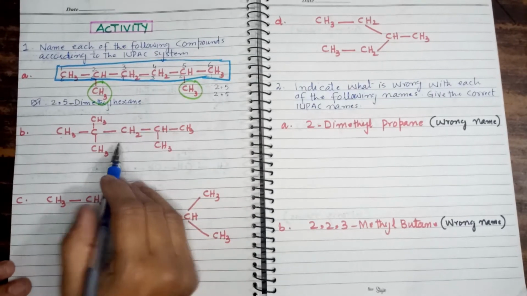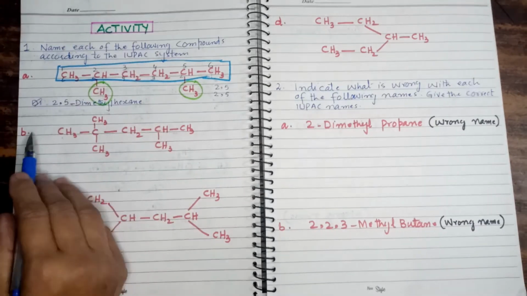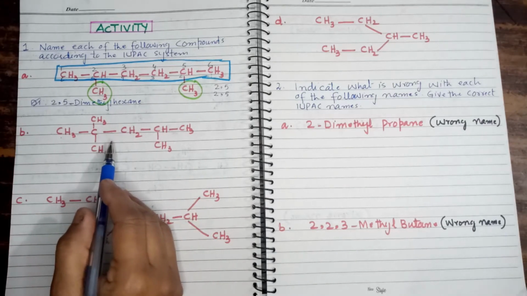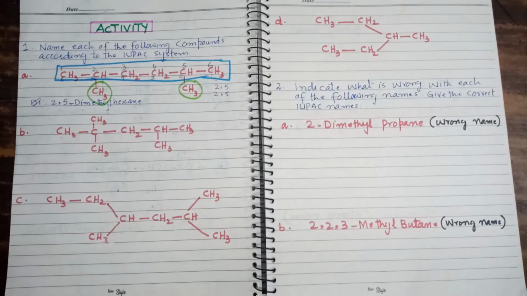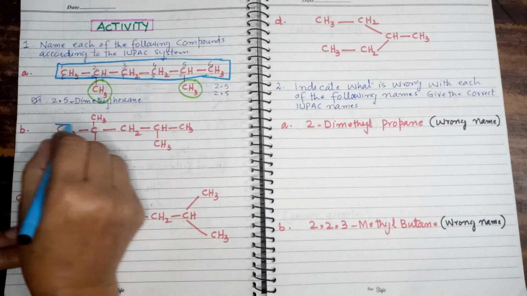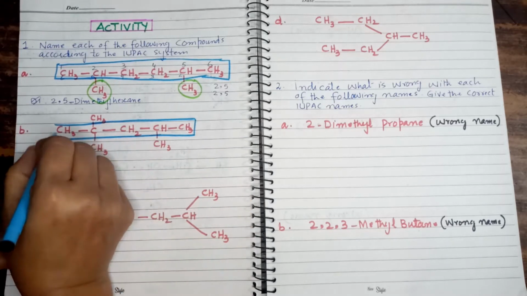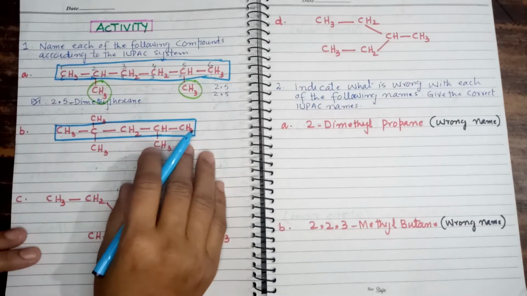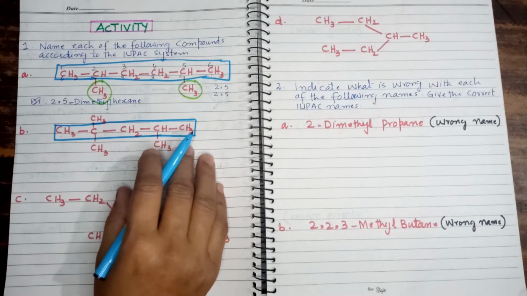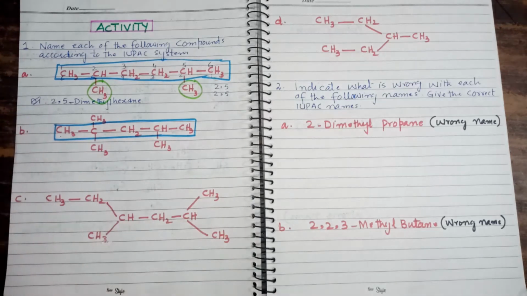Now, the next question given here in this activity: another structure is given to us and we are asked to assign the name to this structure. As usual, our first step is to find the parent chain, and once we find it, we enclose the parent chain in the box. Obviously, this straight chain is the parent chain, right? After that we do the numbering of the parent chain.